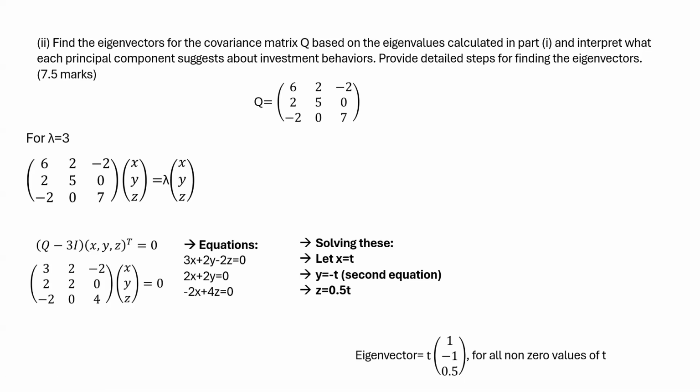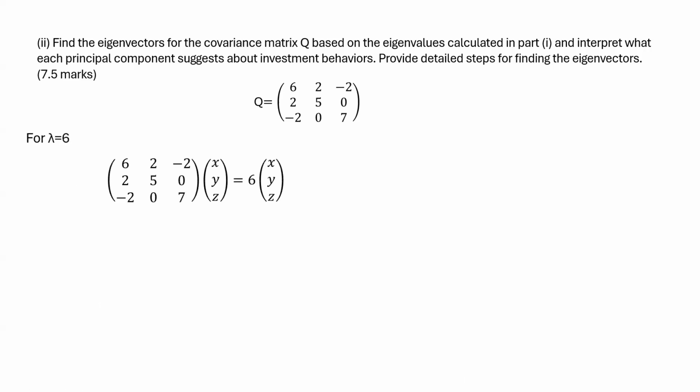Again, with an eigenvector, it doesn't really matter the actual numbers, it's the ratio that matters. It's telling you how much weighting is on each component. So in this case, we're getting this kind of weighting, for all non-zero values of t. And then you do the same for the second eigenvalue.